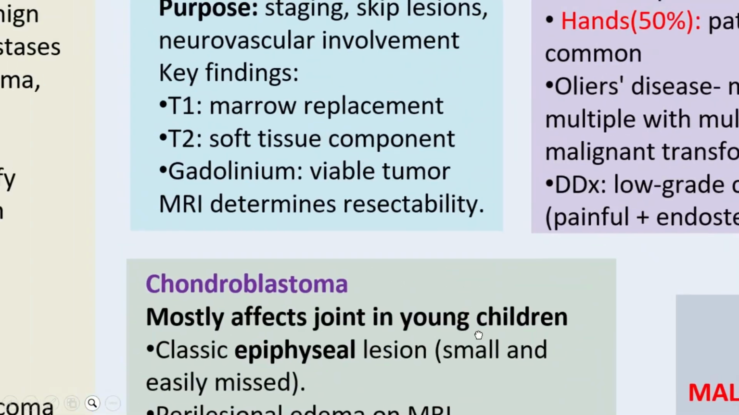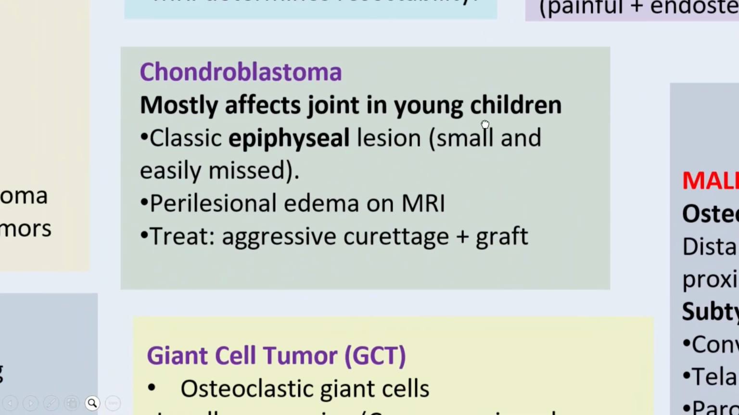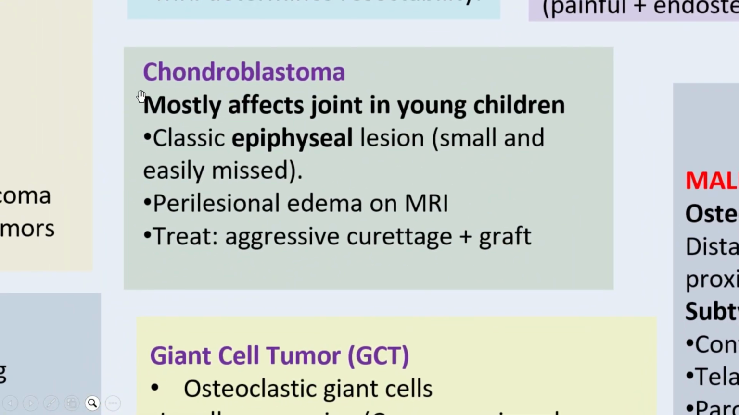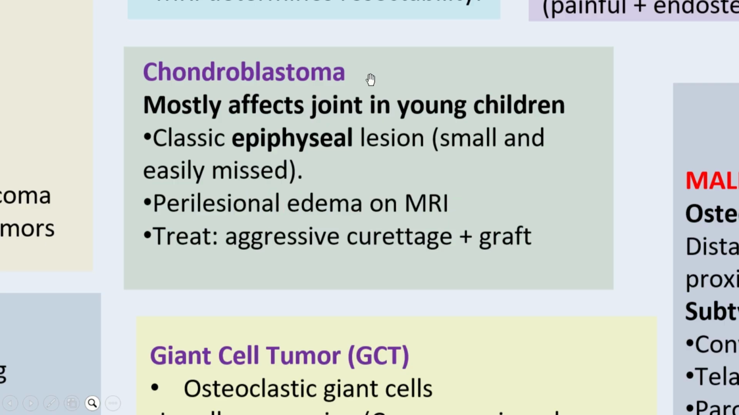Then we have what we call the chondroblastoma. As you see in this one, we have chondro, which means cartilage, and blastoma, which means formation, or there are blasts that are forming this cartilage. So it mostly affects the joints in young children. Classically, it gives you an epiphyseal lesion. So it's going to occur on the epiphysis, on top of the bone next to the joint. It's going to appear as a very, very small lesion, and most of the time it may be missed.